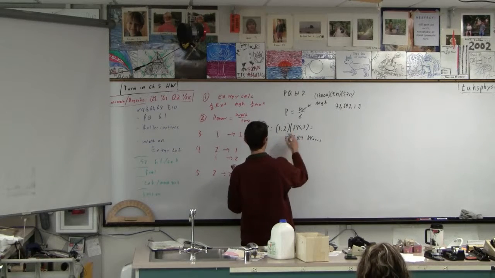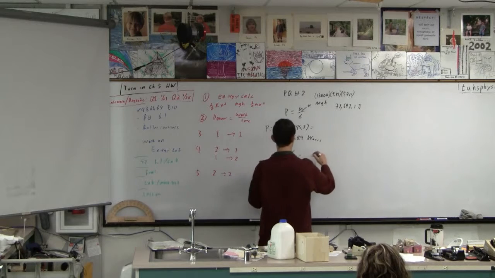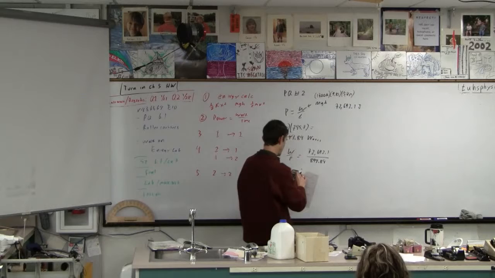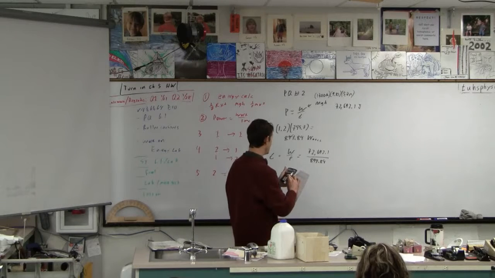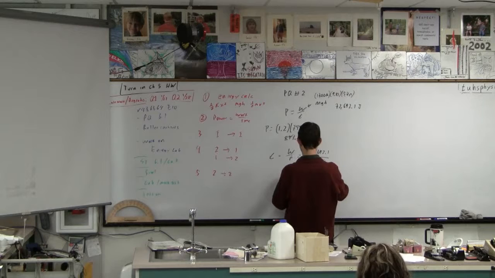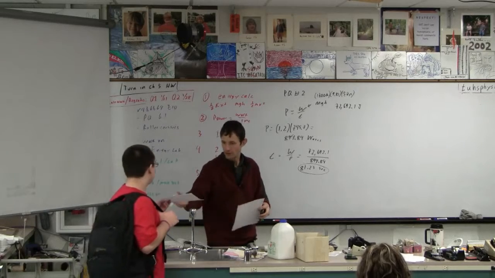And then our time is going to be work divided by power, right? So it's going to be 72,692.1 divided by 894.84. So divided by, I have to recall that thing. And I get 81.2 seconds. Is that what it is? Yeah? Oh, all right, thanks.